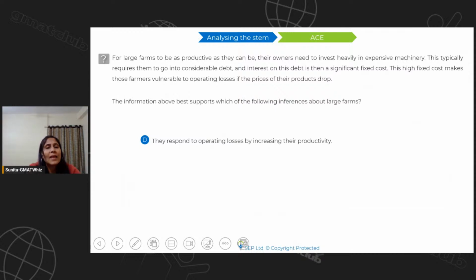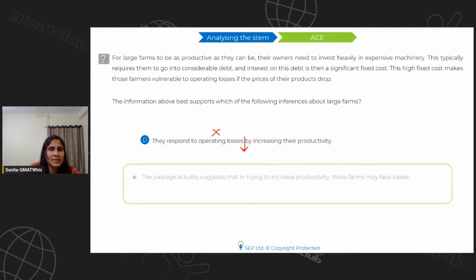D, they respond to operating losses. Hold on. Is the passage talking about what the farmers would do if they actually faced operating losses? No. No response is given to the operating loss. So this choice is out of scope.